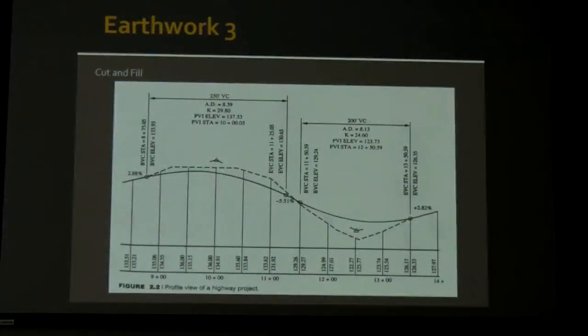This is an example of a cut and fill project. We can assume that this might be a roadway project that would be underway or in planning. We can see that the smooth curve up there at the top is what our intended grade will be, or our final grade, and the dotted lines represent what the existing grade would look like.